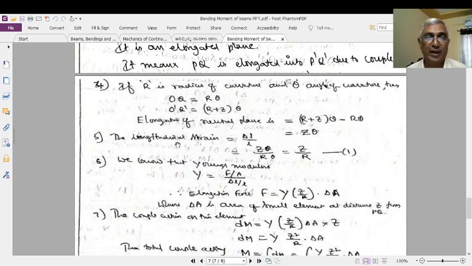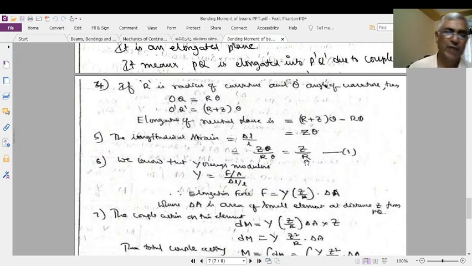Like longitudinal strain. Longitudinal strain is delta L by L, change of length by original length. What is the change of length? Z theta. What is the original length? R theta. Therefore, Z theta by R theta is equal to Z by R, which is the elongation strain.